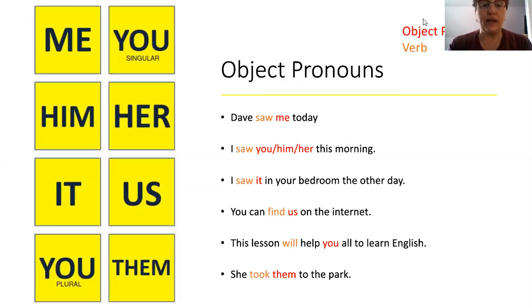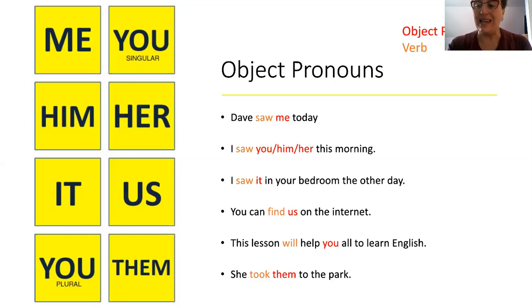So as you can see, we have 8 different types of object pronouns, just like we do for subject pronouns. So we have me, you, him, her, it, us, you, and them. As you can see, you appears twice again, like it did with the subject pronoun. It can be used in the singular, meaning one, or in the plural, meaning more than one. So let's look over our sentences.